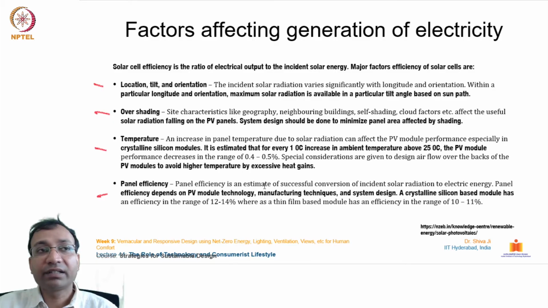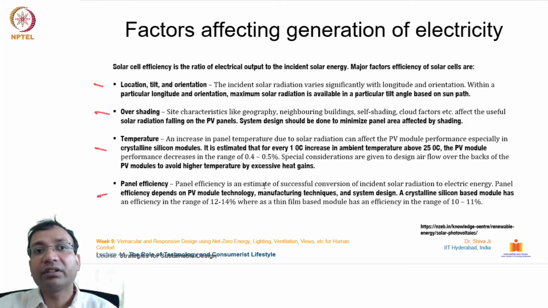Further, there are some factors affecting generation of electricity. We will go one by one. Solar cell efficiency is the ratio of electrical output to the incident solar energy. Major factors affecting efficiency of solar cells are, first one, location, tilt, and orientation. The incident solar radiation varies significantly with longitude and orientation. Within a particular longitude and orientation, maximum solar radiation is available at a particular tilt angle based on sun path.